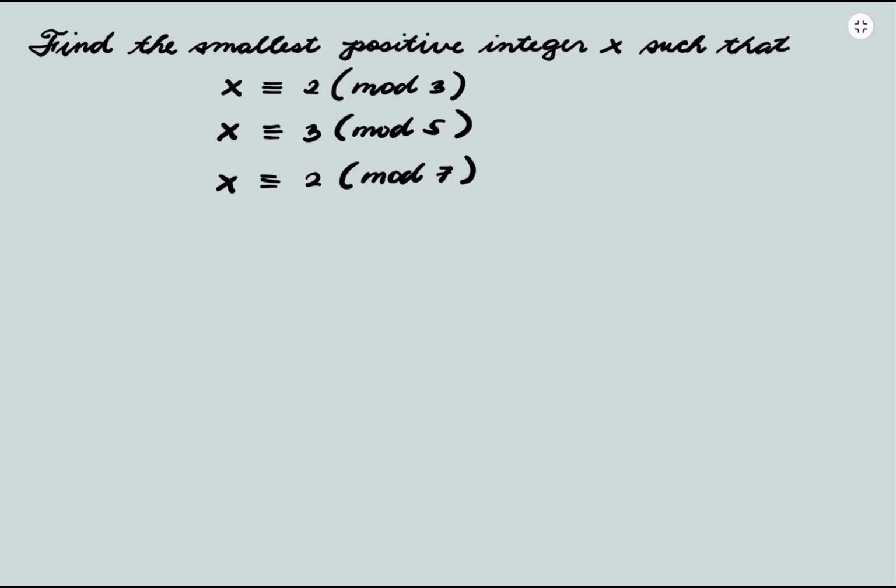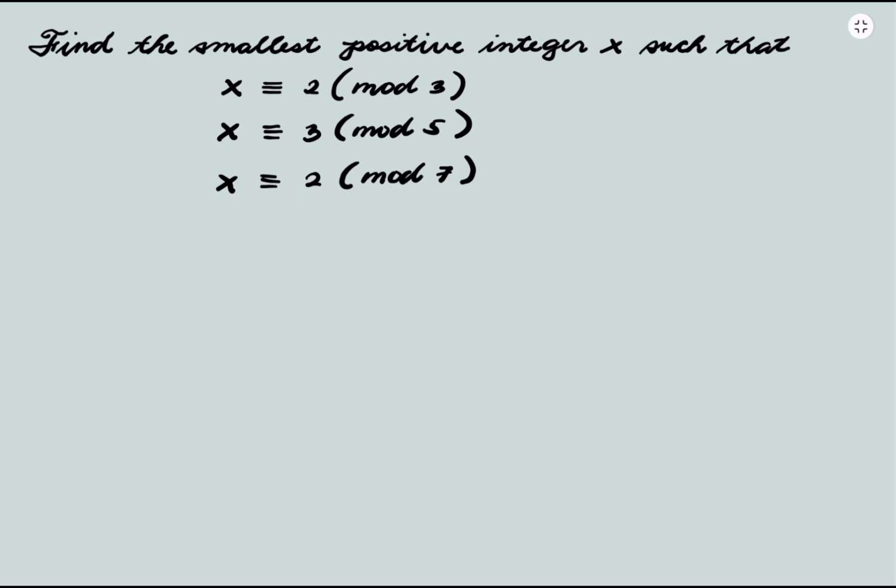First, we need to understand the congruences. The first congruence says that x is congruent to 2 modulo 3, meaning when x is divided by 3, the remainder is 2. The second says x is congruent to 3 modulo 5, meaning the remainder is 3 when divided by 5. The third says x is congruent to 2 modulo 7, meaning the remainder is 2 when divided by 7. So in this problem, we need one number satisfying all three. All right?